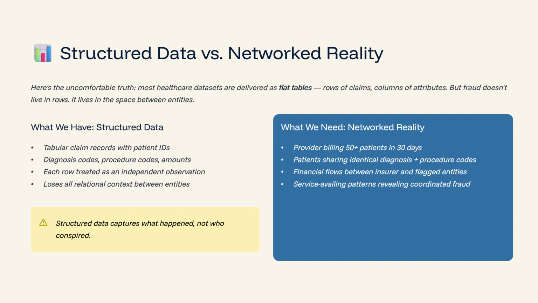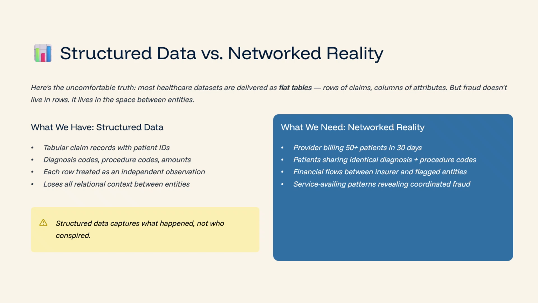Here's the uncomfortable truth that most data science pipelines haven't caught up to yet. The way most healthcare data is delivered to us is as flat tables. Rows of claims, columns of attributes: patient ID, diagnosis code, procedure code, reimbursement amount. Each row sits independently, disconnected from every other row, and there is nothing inherently wrong with that format. It captures what happened. But here's the problem, it doesn't capture who conspired.